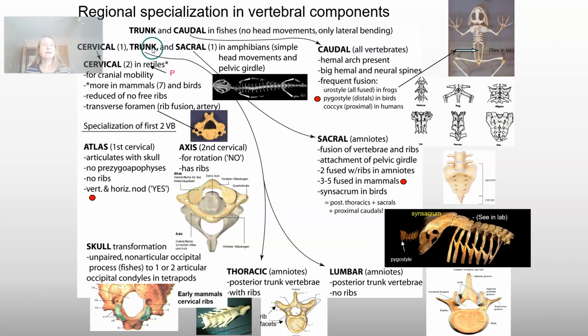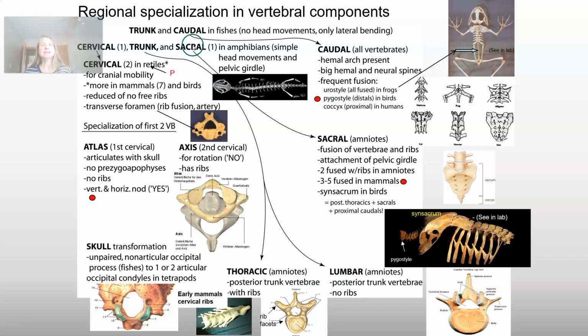We can come up here and think about our trunk region. In our trunk region, we can think about our thoracic region and our lumbar region. Okay, some have no differentiation, like here. We have just a trunk region that's not differentiated. And then in others, in amniotes, we have a thoracic and a lumbar region differentiated.